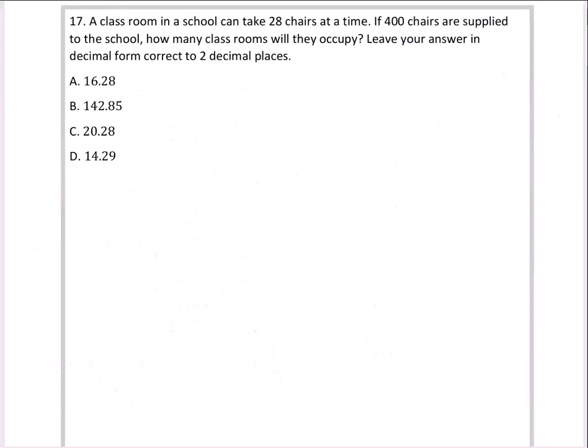For question number 17, a classroom in a school can take 28 chairs at a time. If 400 chairs are supplied to the school, how many classrooms will they occupy? Leave your answer in decimal form, correct to 2 decimal places. So one class takes 28, and then this number of seats was supplied to the school. So one classroom is equal to 28. So this is class and this is chairs. So what we are doing is class is equal to number of chairs. That's what we are doing.